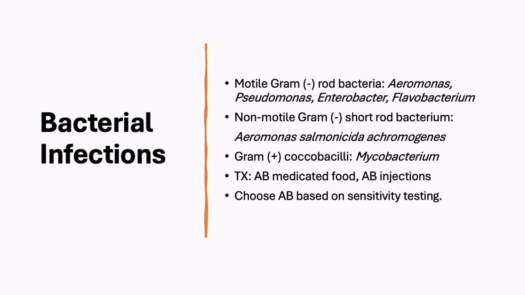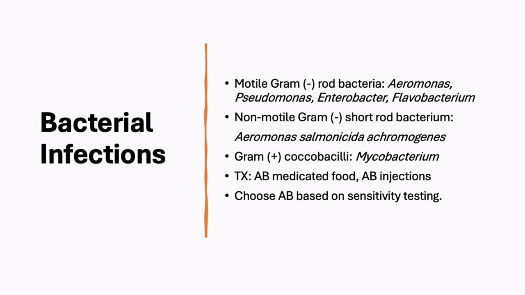So the first thing we look for are bacterial infections, and these can be caused by a variety of different bacteria, including the motile gram-negative rod bacteria such as Aeromonas, Pseudomonas, Enterobacter, and Flavobacterium. Now, while these are the most common of the bacteria that cause fish diseases, these are also bacteria that live normally in the water without causing disease. So this, again, brings up the importance of a healthy environment with good water quality, because the bacteria are almost always present in the aquarium.